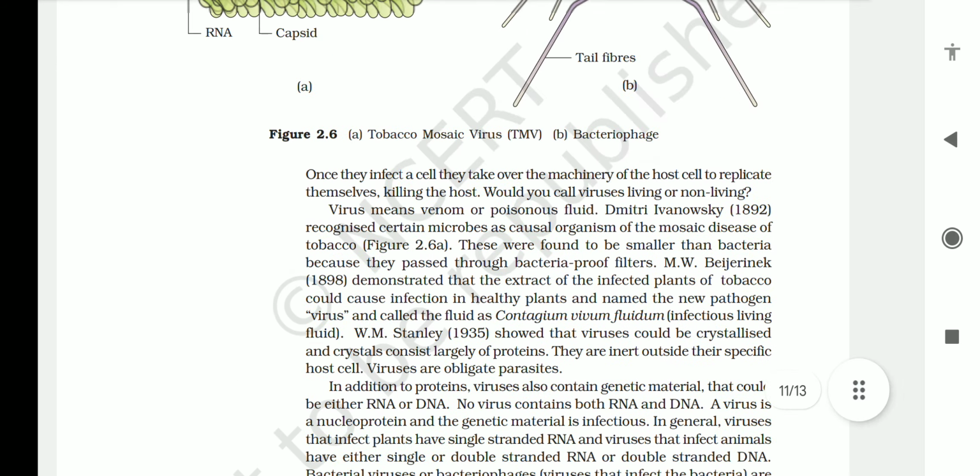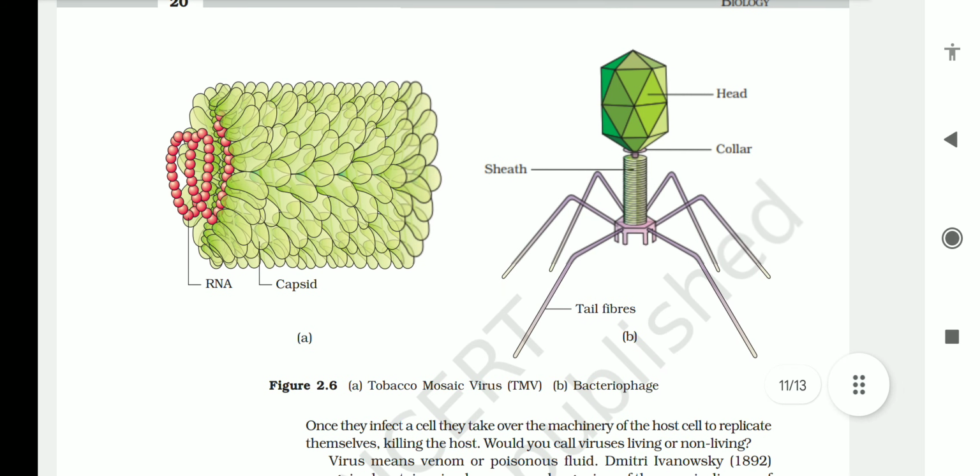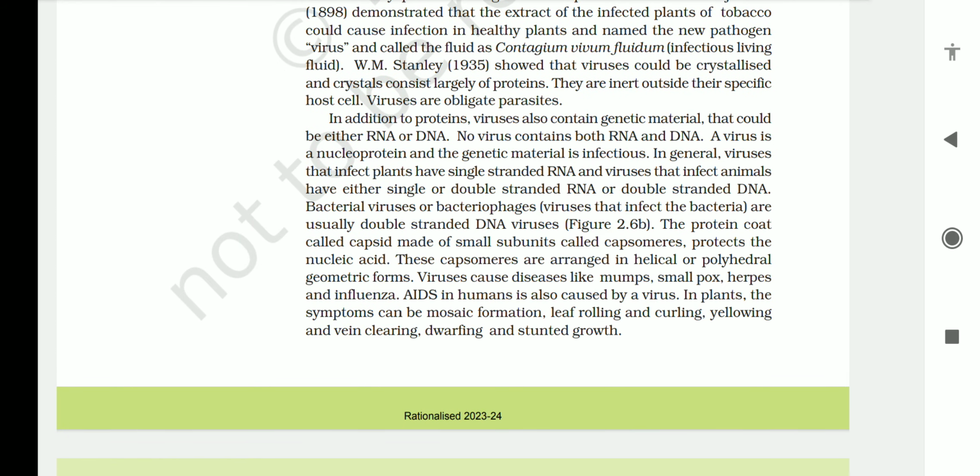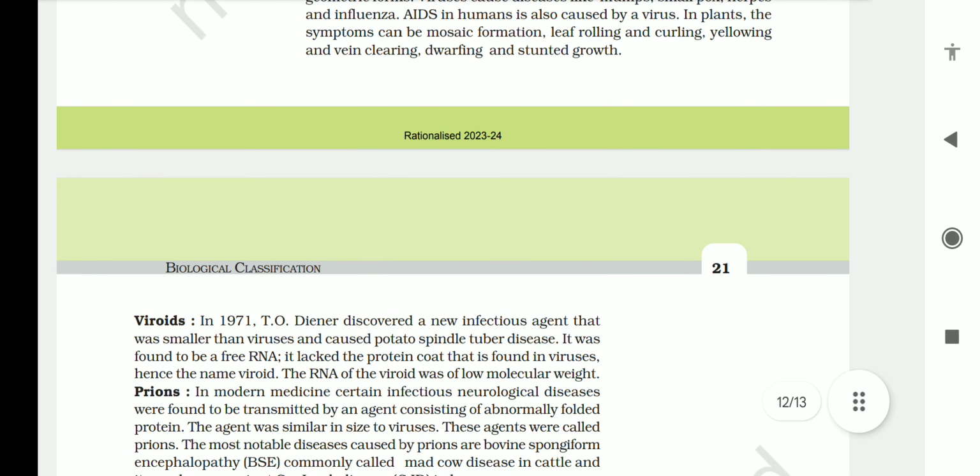You can see them in figure 2.6b, bacteriophage. The protein coat called capsid, made of small subunits called capsomeres, protects the nucleic acid. These capsomeres are arranged in helical or polyhedral geometric forms. Viruses cause diseases like mumps, smallpox, herpes, and influenza. AIDS in humans is also caused by a virus. In plants, the symptoms can be mosaic formation, leaf rolling and curling, yellowing and vein clearing, dwarfing and stunted growth.